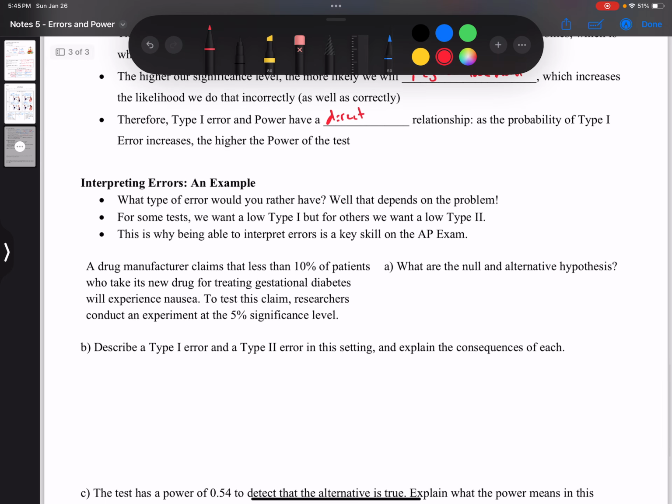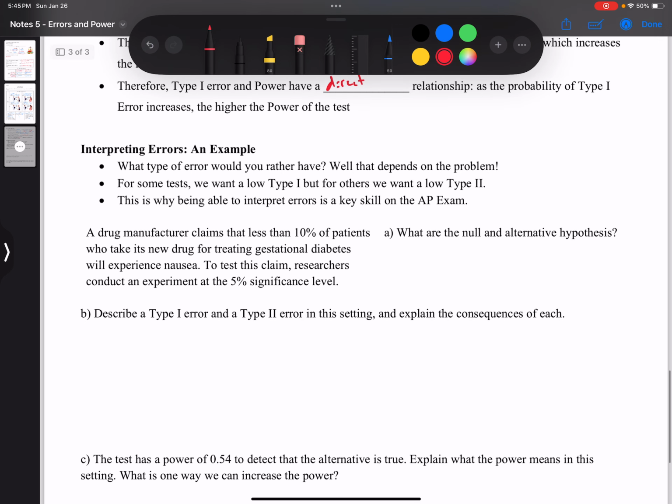Okay, so now let's look at interpreting some errors. Some examples: what type of error would you rather have? Well, that depends on the problem. We talked about that. For some tests, we want a low type 1, but for others, we want a low type 2. And this is why being able to interpret errors is a key skill for the AP test. So let's see an example. A drug manufacturer claims that less than 10% of patients who take its new drug for treating gestational diabetes will experience nausea. To test this claim, researchers conducted an experiment at the 5% significance level. What are the null and alternative hypotheses?